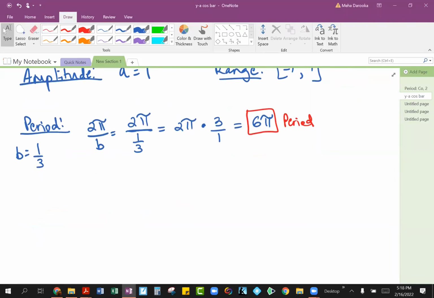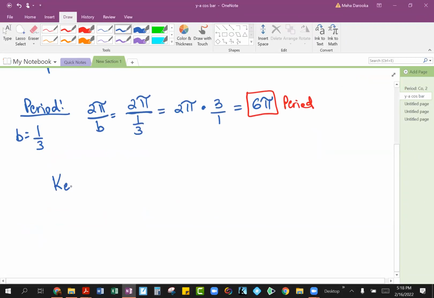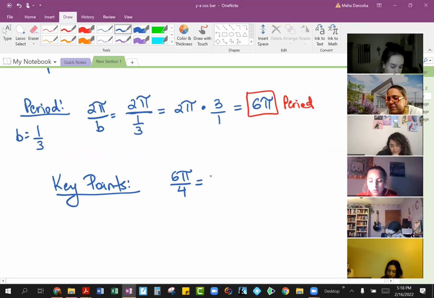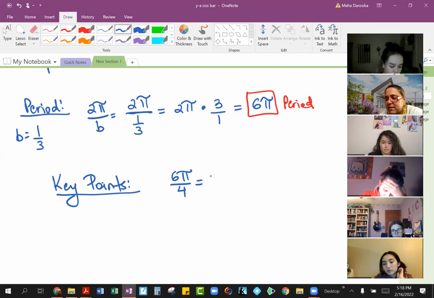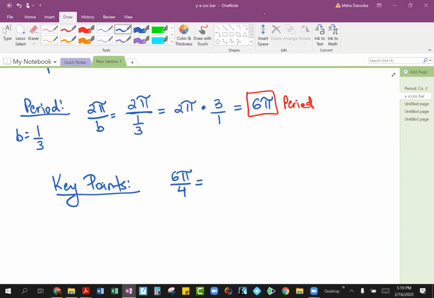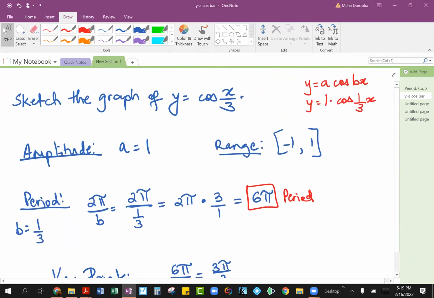Okay, now let's do the key points. So for the key points, you will take 6 pi. We are always dividing into 4 equal parts. What will this simplify into, guys? And leave it as a fraction, not as a decimal, obviously. 3 pi over 2. Yeah, very nice. Just the 6 and 4 will reduce down. Darren, very good. And this will come out to be 3 pi over 2.